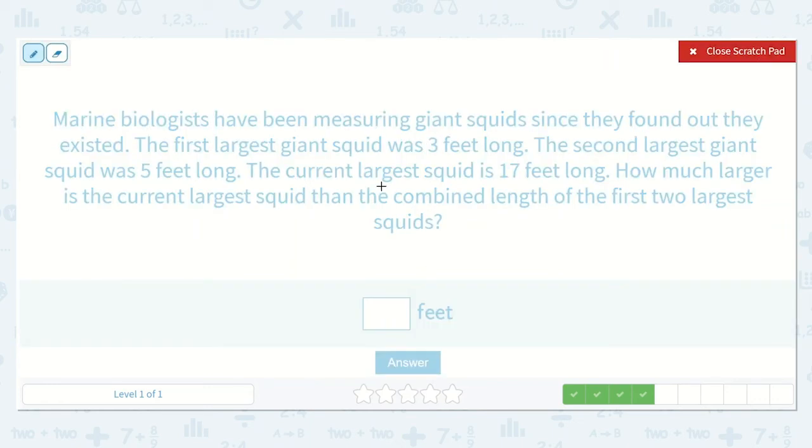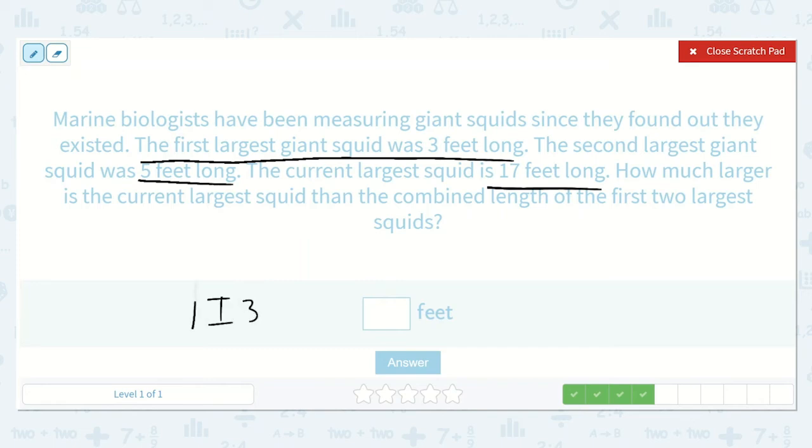So marine biologists have been measuring giant squids since they found out they existed. The first largest giant squid was 3 feet long. The second largest giant squid was 5 feet long, and the current largest squid is 17 feet long. So let's draw our 3, our 5, and our 17. That is a big squid. So we know the whole length of each of these. This one's 3, this one's 5, and this one's 17.